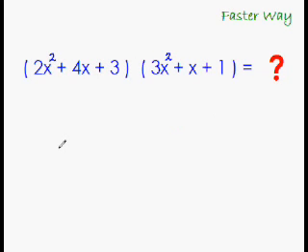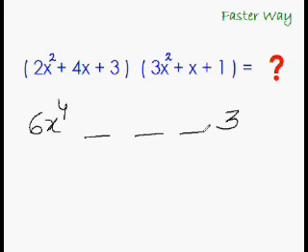Now, as you already know, getting the first term and the last term of the answer is very easy. You just have to multiply the first term with the first term to get the first term of the answer. 2 3 times is 6, and x square times x square would be x raised to the power 4. So it would be 6x raised to the power 4, and the last term would be 3 times 1 is 3. The only thing is that here there will be 3 more terms in the middle. So I'm leaving 3 blank spaces.